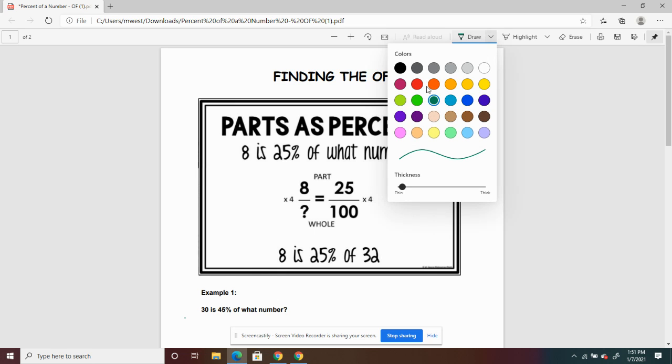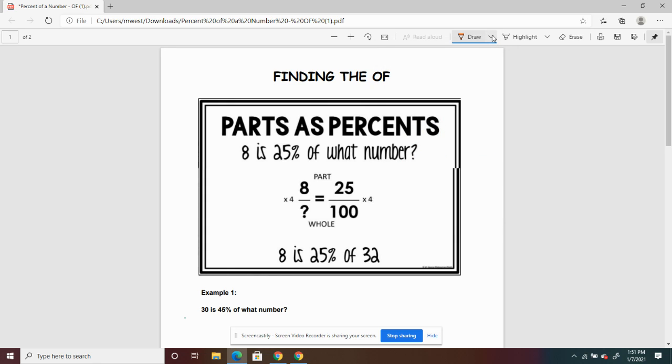In today's lesson, we're going to be finding the "of" in the percent proportion or in the percent equation. We can look here at the example they give us to start off with: 88 is 25% of what number? We know that the part is associated with the "is" and the "of" is associated with the whole.